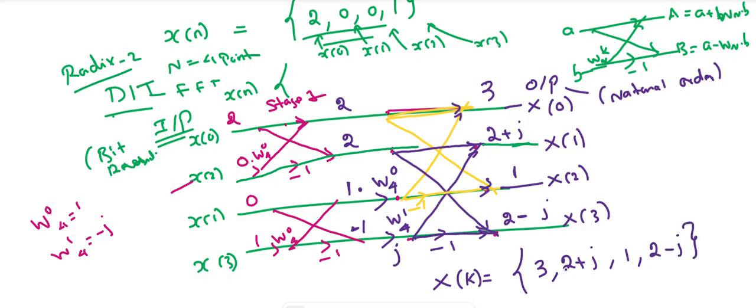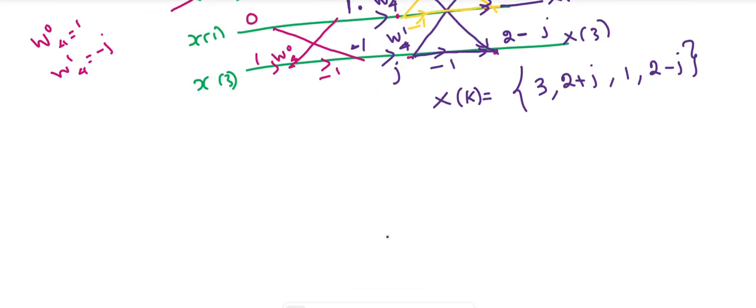So the 4-point DFT using the decimation in time and decimation in frequency algorithms we have seen. Similarly, we will see the decimation in frequency radix 2 structure for 8-point, the decimation in frequency FFT algorithm.